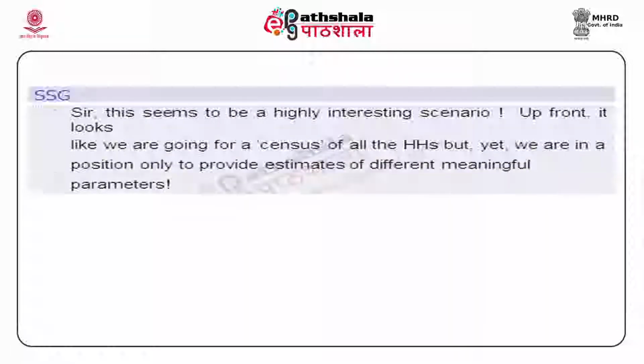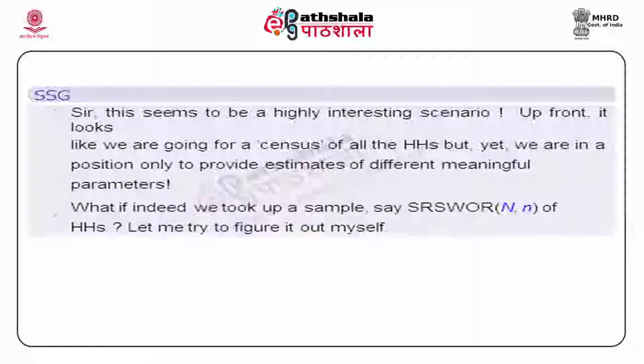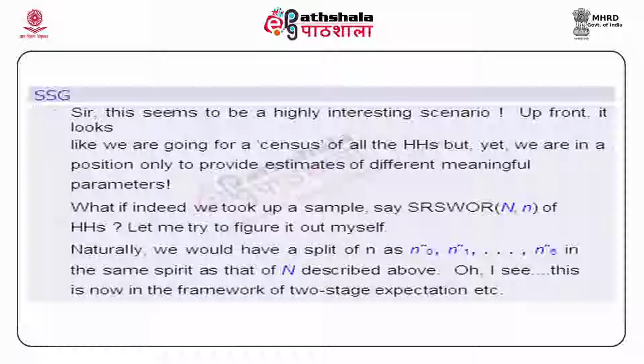Sir, this seems to be a highly interesting scenario. Up front, it looks like we're going for a census of all the households, but yet we are in a position only to provide estimates of different meaningful parameters. What if indeed we took up a sample, say simple random sampling without replacement of households? Let me try to figure it out myself. Naturally, we would have a split of small n as n0 tilde, n1 tilde, and so on to n6 tilde, in the same spirit as that of capital N described above.